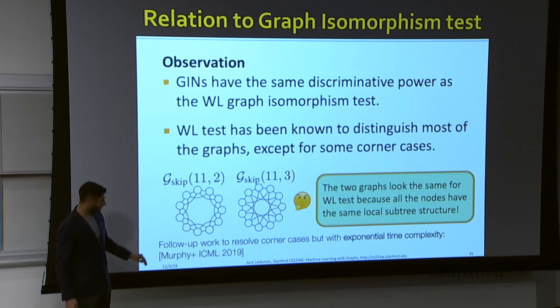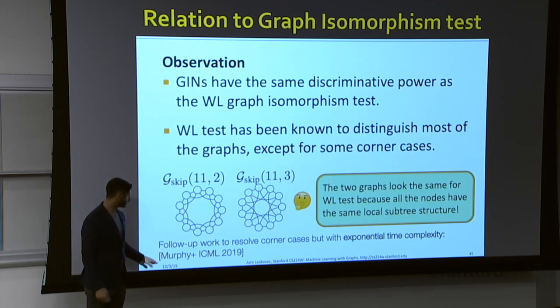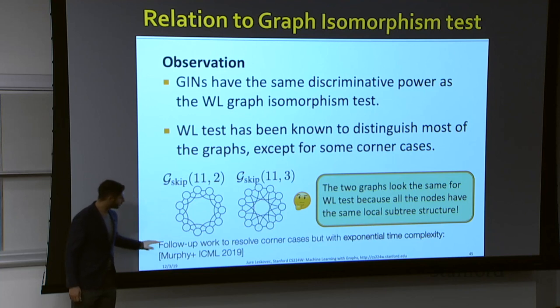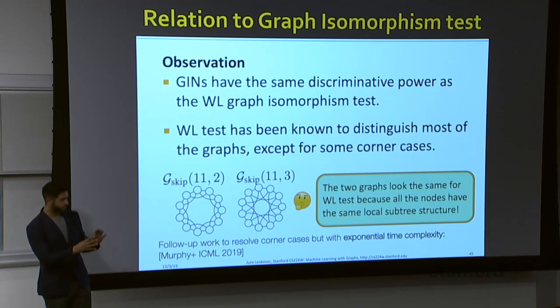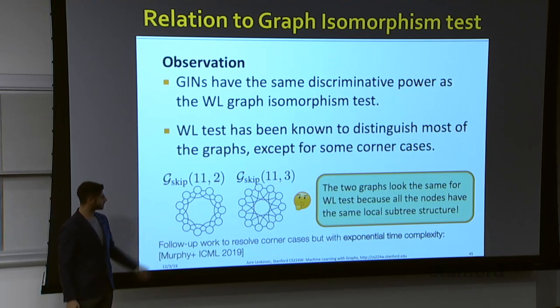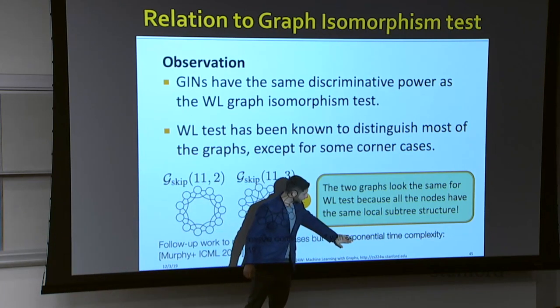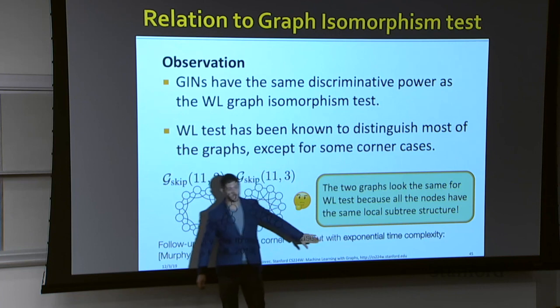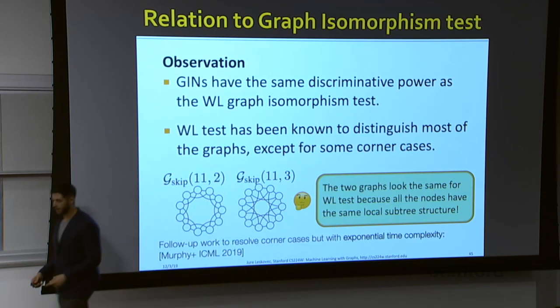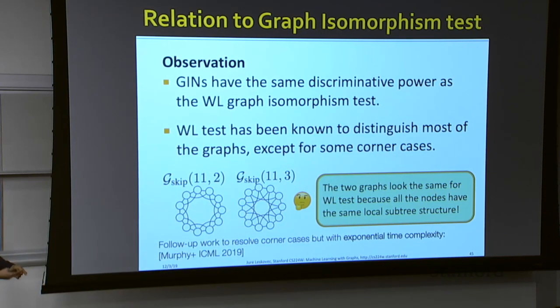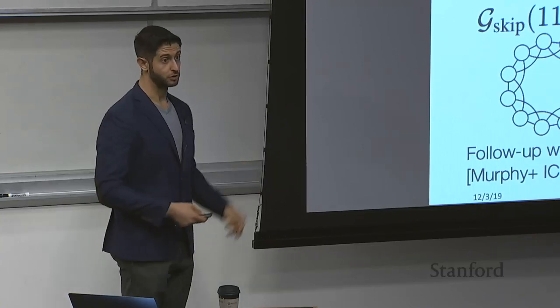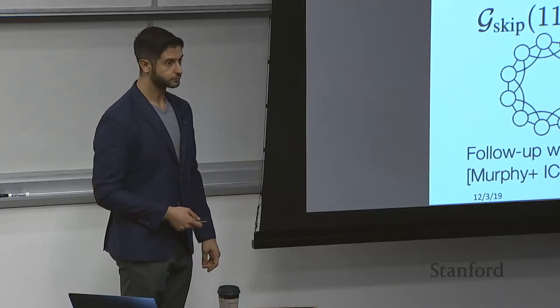But if you're interested, there is also a very recent work which tries to expand the way in which GNN works also to these corner cases. But the key catch there is that now the time complexity will become exponential again, which is something that we can rarely afford when we're working with such large amounts of data.